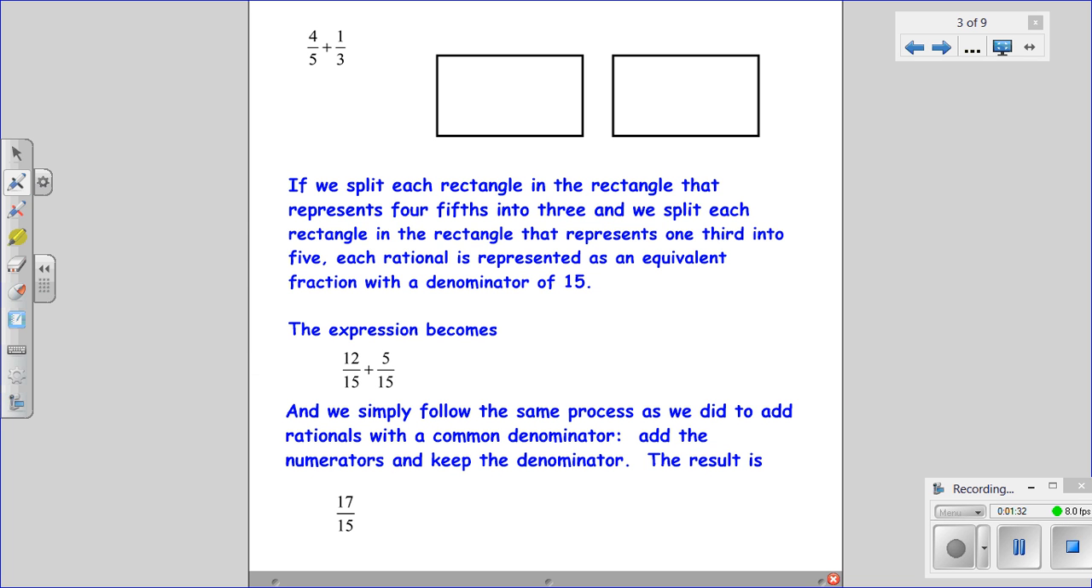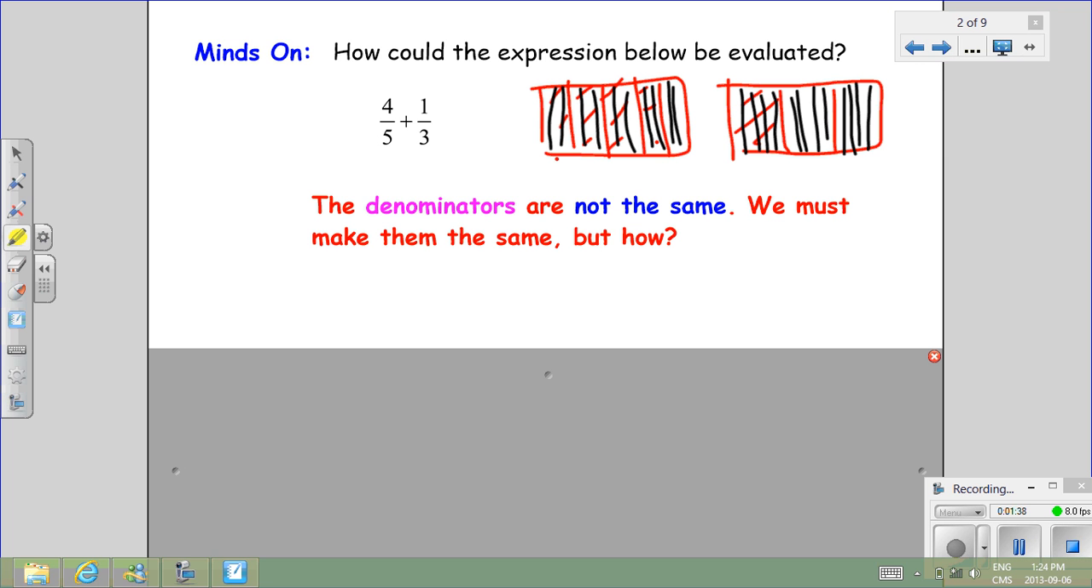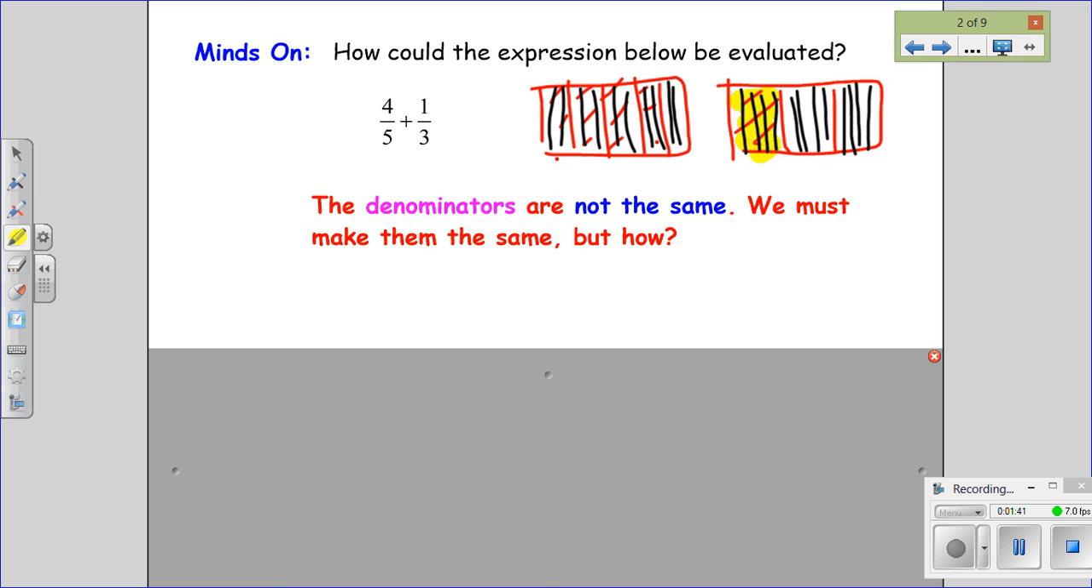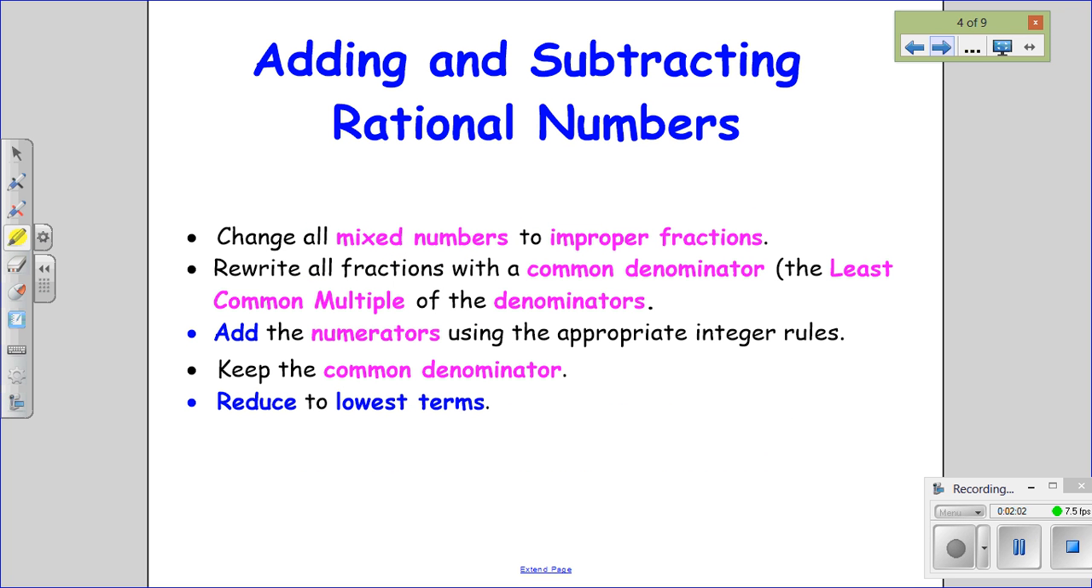Okay, and then the 1/3, the 1 piece right here became 5/15. And we can just add them together: 12 plus 5 is 17, and we keep the denominator. So the only difference between adding with a common denominator and adding without is we had to create a common denominator by looking at the least common multiple.